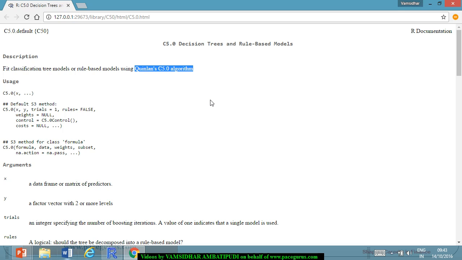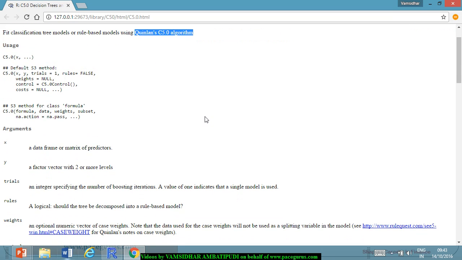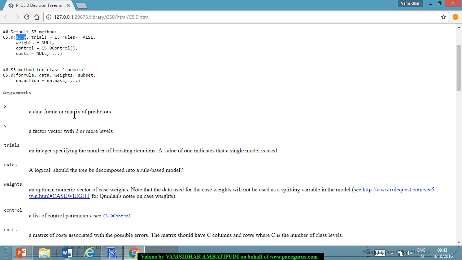For that there is an R implementation that has been done and I am directly using that for my business data. So if you see the way it is being done, C 5.0, where I am giving X and Y values. X is a data frame of predictors. Y is a factor with 2 or more levels. I have to give both of them.